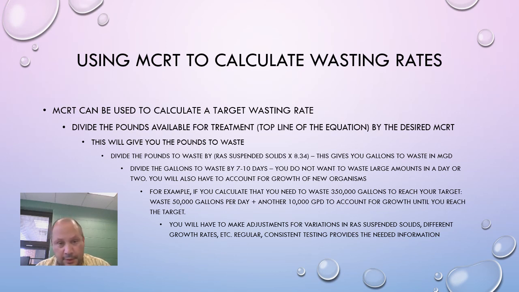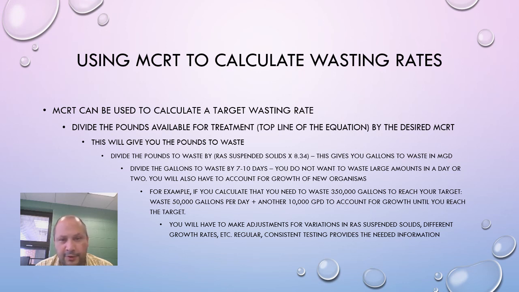So let's say that we're already wasting 100,000 gallons a day out of the system to maintain our mixed liquor suspended solids where it is currently. So if we needed to waste an additional 72,000 gallons, we don't want to do that all at once. We want to do that over a period of, let's say, at least a week. Microorganisms do not react well to sudden changes, so we want to do this slowly.